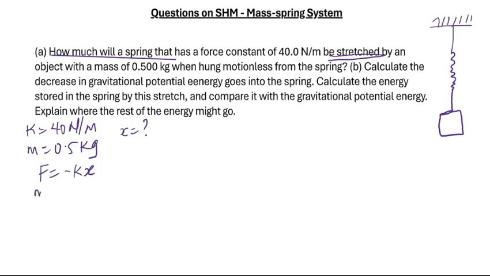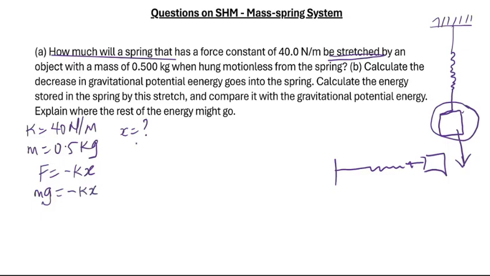But you can see that we are hanging it vertically, not horizontally. Vertically, the force that will be responsible here will be the gravitational force, the weight of the object, which will drag it downward. So here we can now say that mg is equal to minus kx, and we know that our g is constant, which is 9.8 meter per second squared. All right, now we can compute.